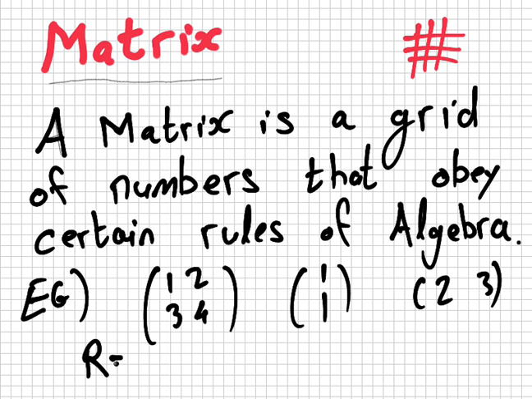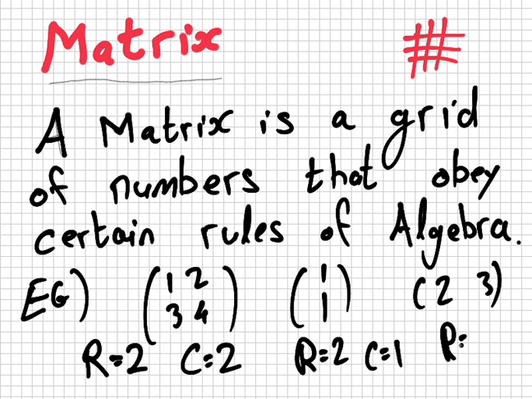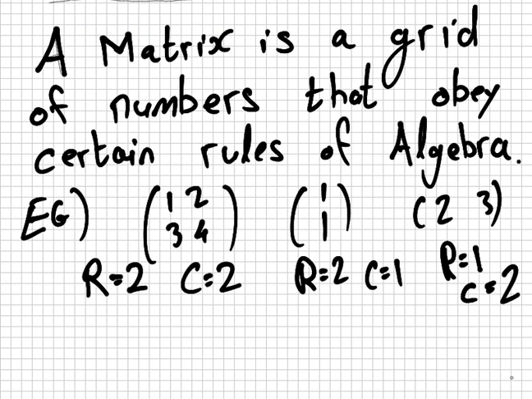This one here has 2 rows and two columns. This one here has 2 rows and 1 column, and then this one here has 1 row and then 2 columns. So we say that this one is a 2 by 2 matrix, this is a 2 by 1, and this is a 1 by 2. So that's some vocabulary for you.